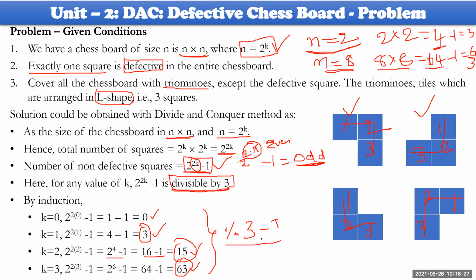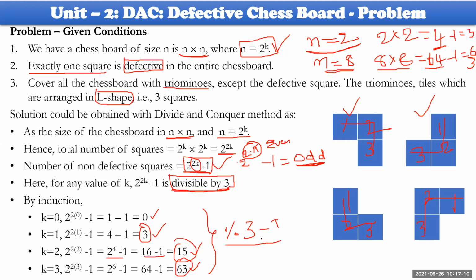So I'd like to repeat this basic problem very precisely. You have been given an n by n chessboard, where n is equal to 2 power k. Out of this n by n tiled chessboard, you have exactly one defective square. One defective square will be defective within that entire chessboard. Except that defective square, you have to cover the rest using triominos. Triomino in the sense the tiles which are arranged in an L shape.